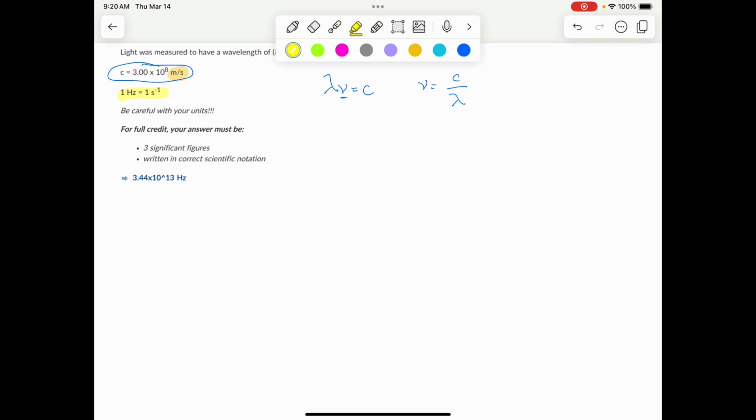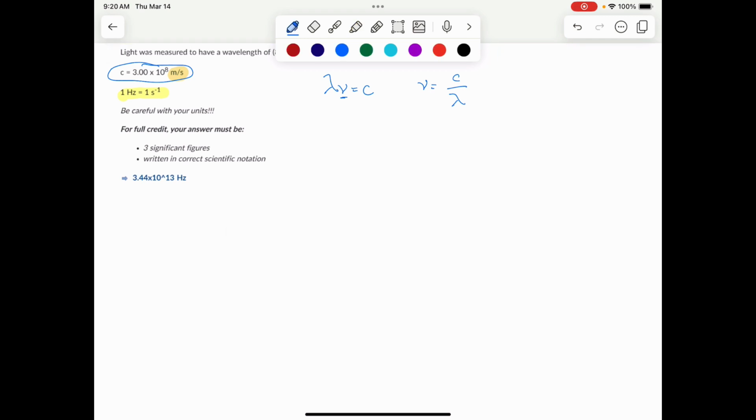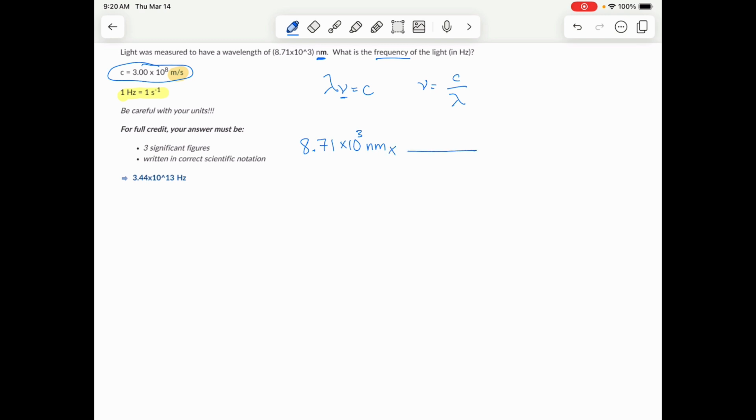So that's good. But notice that our wavelength, there it is, is in nanometers. We need to change that to meters before we plug it into the equation. So I've got 8.71 times 10 to the third nanometers, and I want to change that to meters.